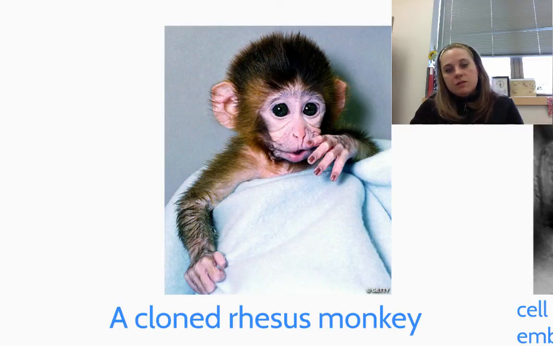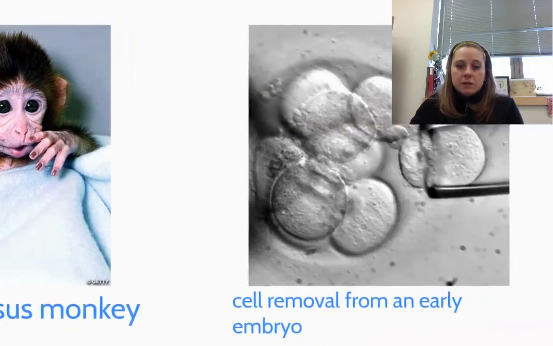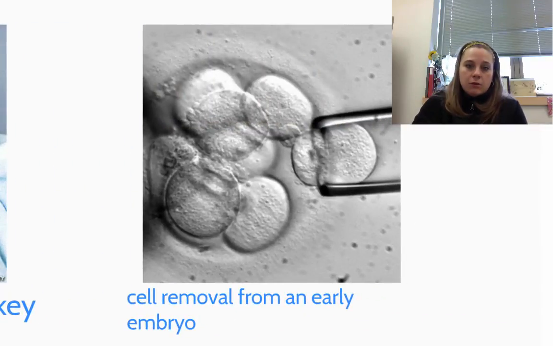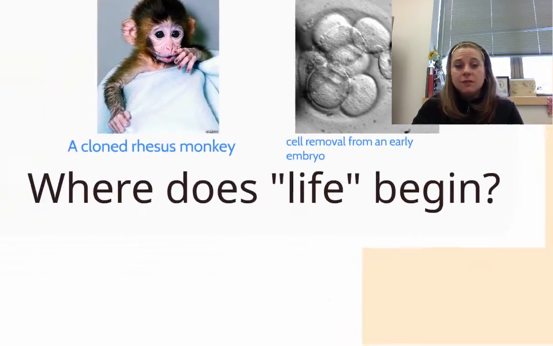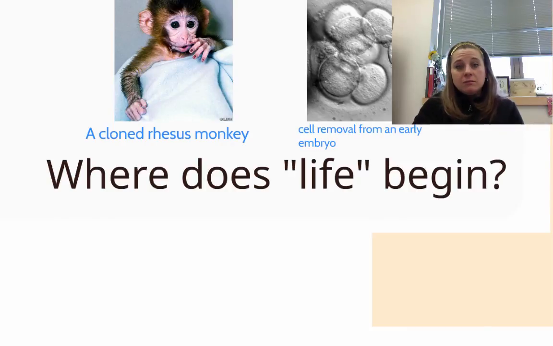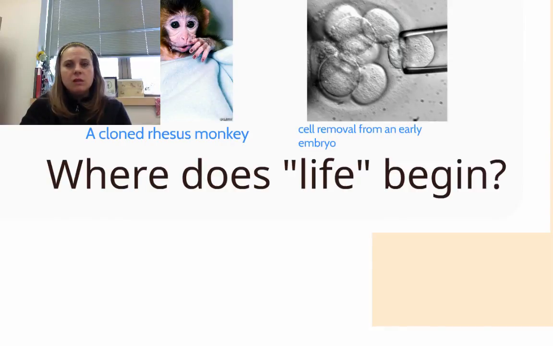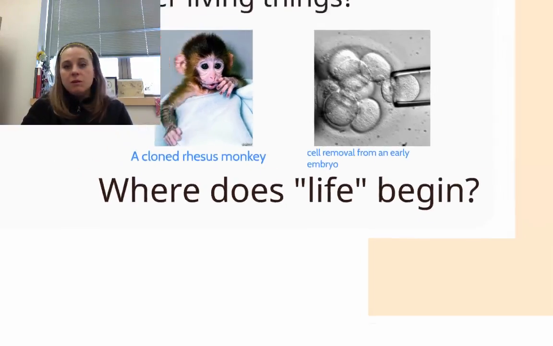Okay, a cloned rhesus monkey. We've put into these organisms the GFP protein, so these monkeys will glow under UV light. Okay, and this was used for lab study. Okay, early embryo removal for cells to do stem cell research. This is taking those apart. So where does life start? Where does it begin? Lots of questions to be answered. So again, yes, we can, but should we do this is a big deal.